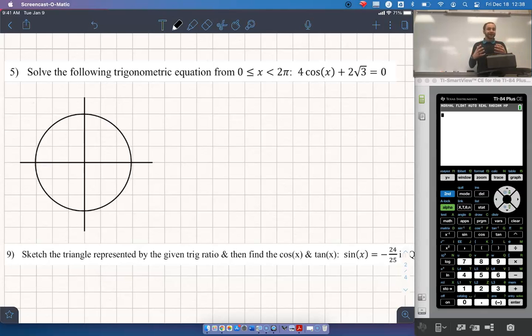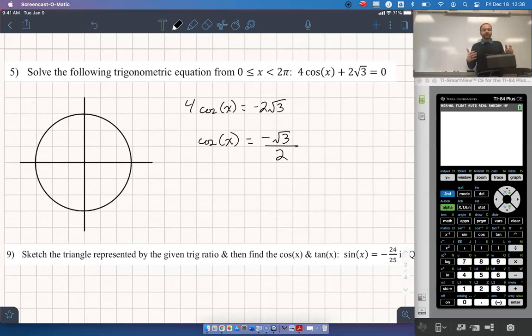So I'm going to isolate my cosine of x first. So I'm going to subtract the 2 radical 3. So that's going to be a negative 2 radical 3. And I'm going to divide by 4. Now when I divide by 4, again, think of it like coefficients. The negative 2 over 4 becomes a negative 1/2. And that radical 3 is just going to stay. That's it. Now that's not my answer, but that's my trig ratio that I can use in my unit circle. The cosine of x equals negative radical 3 over 2.